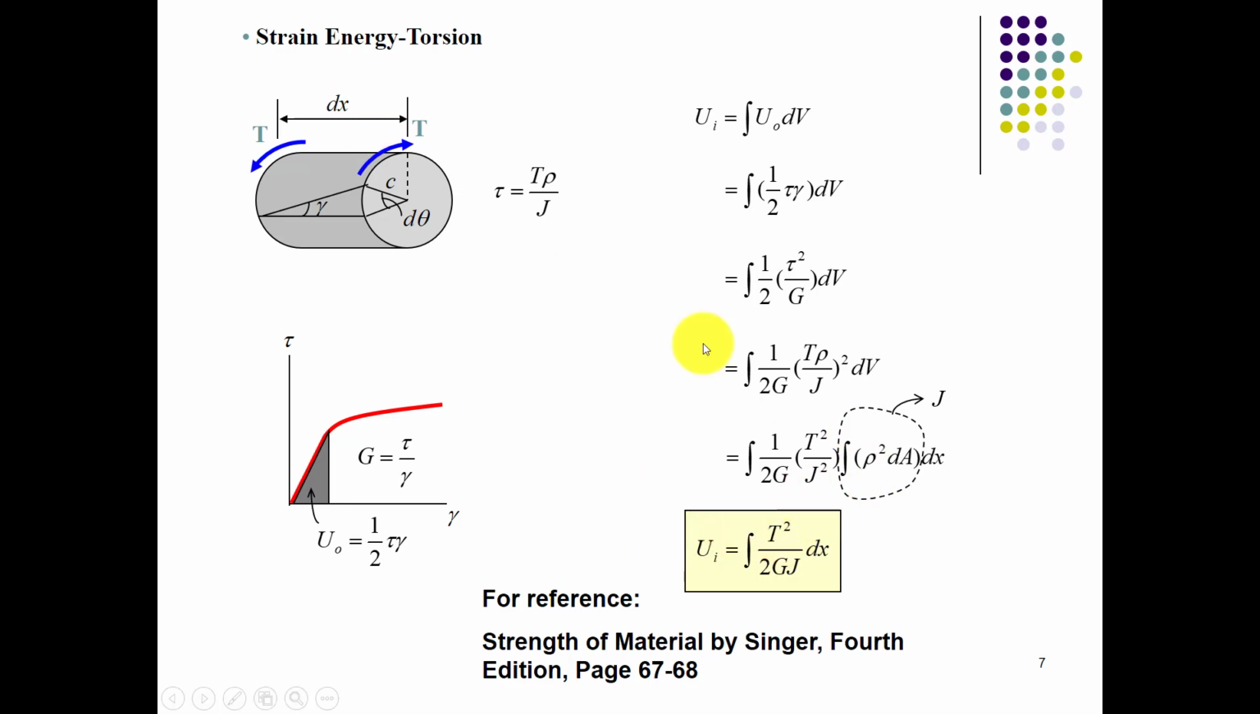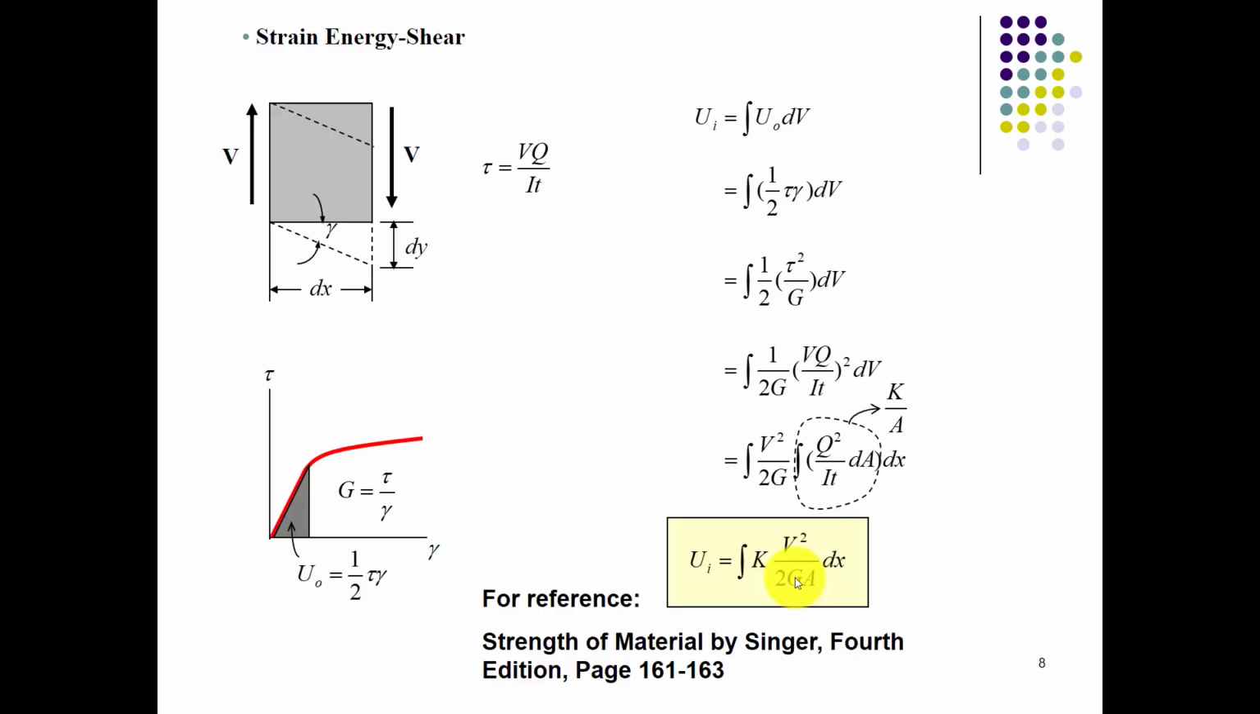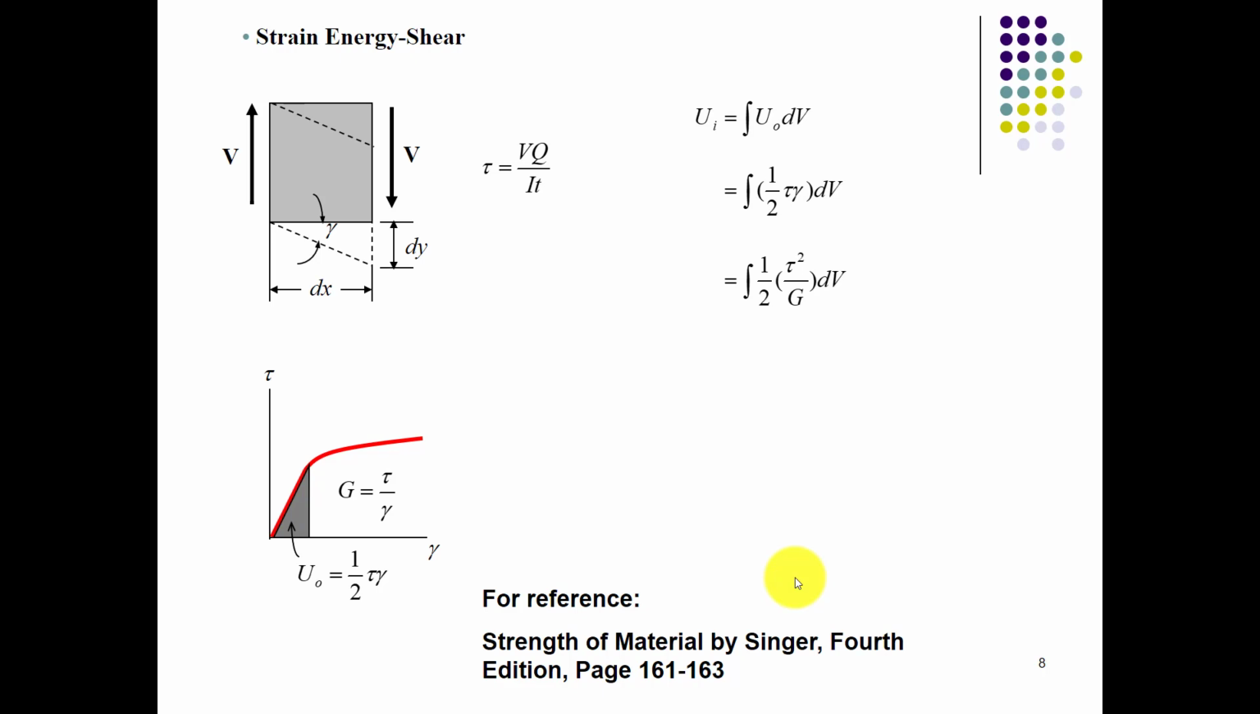in torsion. In the case of torsion, it comes out as T square over 2GJ. In the case of shear, you can calculate the shearing stress, and then put the shearing stress into this very famous formula. You can calculate the internal strain energy due to the shear.